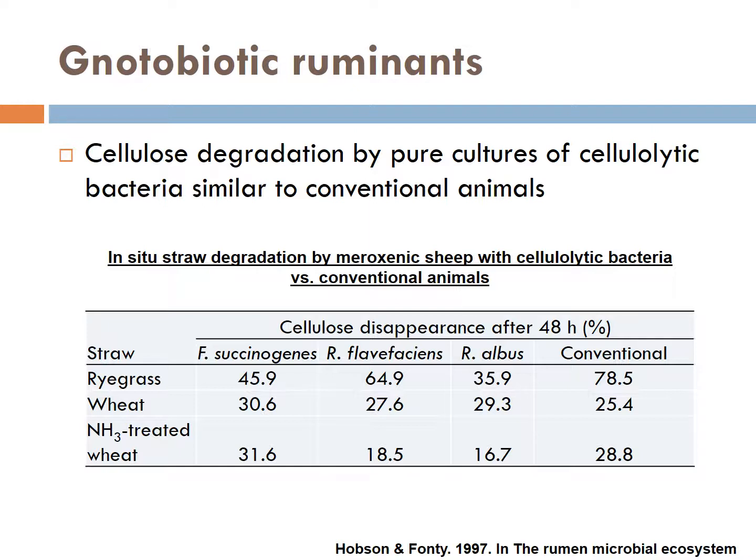This experiment is critical because it supports the idea that the three cellulolytic species that we've isolated in culture are good models for cellulose digestion. Certainly, there are more species than just these three that degrade cellulose in the rumen, but these cultured species are able to do it just as well as the total cultured and uncultured ones found in the conventional animals.